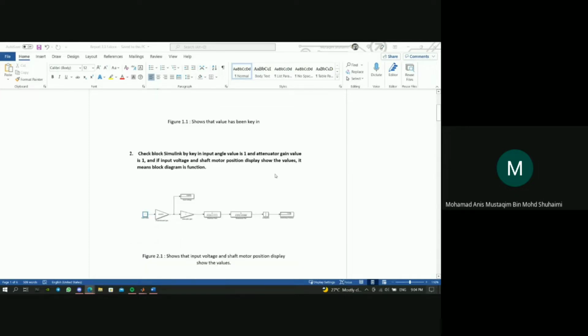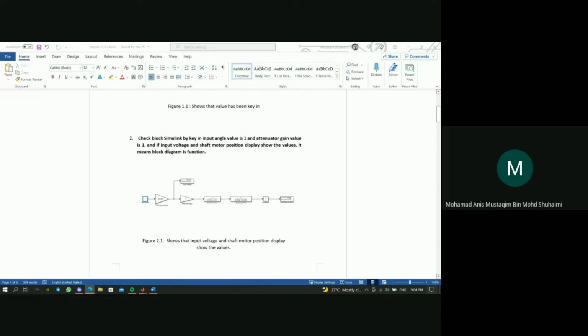The second question is to check the block simulation by keying in the input angle value as 1 and trigger value as 1. Here you can see I input it, and there is a value at the input voltage and the shaft motor position. That means this block is functioning.